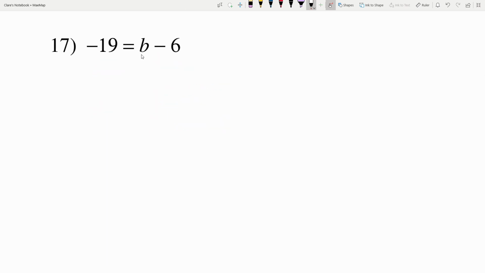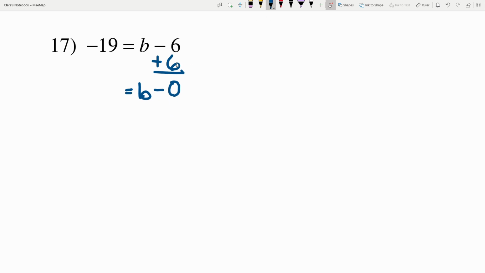In number 17, I have negative 19 equals b minus 6. So what minus 6 gives me negative 19? That's going to be a negative 13. But let's solve by manipulating the equation. So because I need to solve for b, I want to isolate it and get it all by itself, which means I have to get rid of this minus 6. And in order to do that, I'll add 6, because if I'm subtracting 6 and then I add 6, that's going to be 0. And b minus 0 or b plus 0 is simply b.